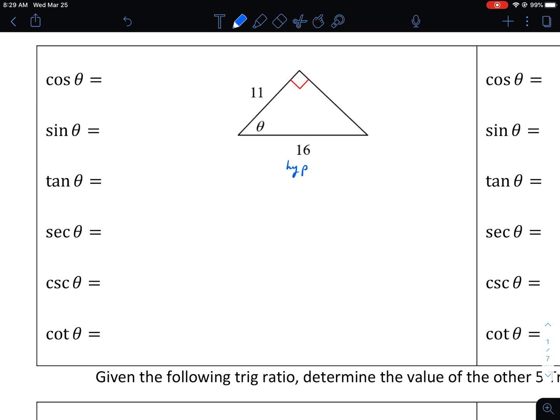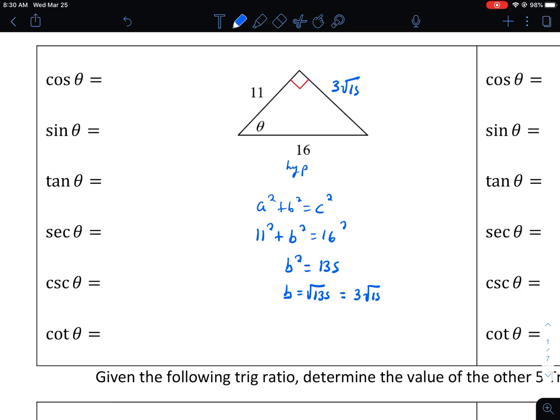and to find the missing side, we'd use Pythagorean's theorem. A squared plus b squared is equal to c squared. So we have 11 squared plus the other leg squared would equal 16 squared. And I would need to solve for b, and we would wind up getting b squared to equal 135. And I'd take the square root of that. The square root of 135 would make 3 roots of 15. And so our missing side here would be 3 roots of 15.